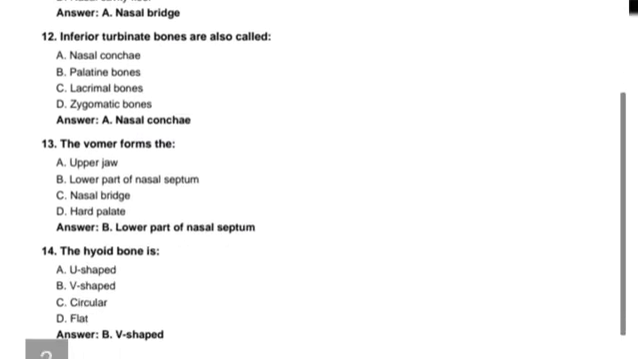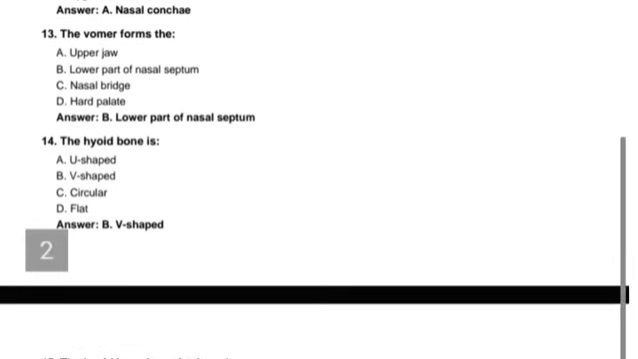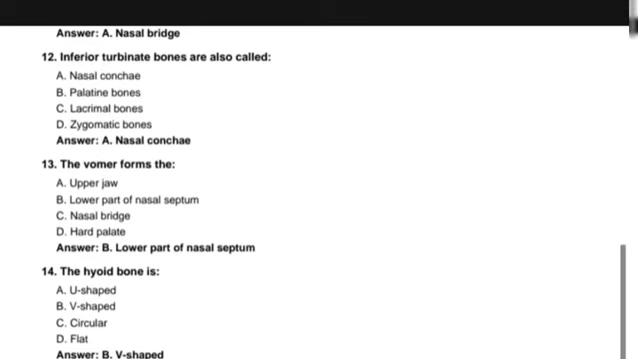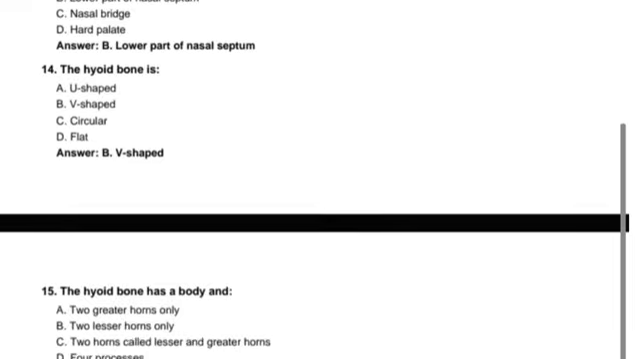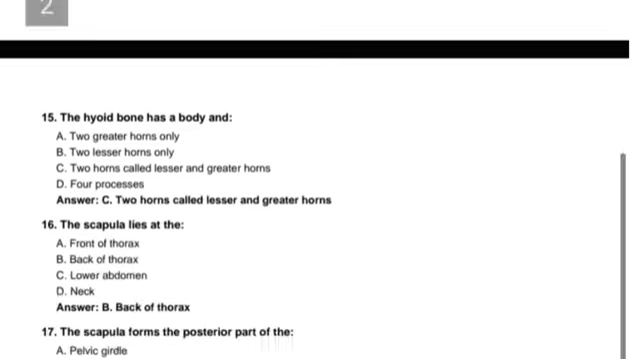Question number 12. Inferior turbinate bones are also called option A nasal conchae, option B palatine bones, option C lacrimal bones, option D zygomatic bones. The right answer is option A nasal conchae. Question number 13. The vomer forms the option A upper jaw, option B lower part of the nasal septum, option C nasal bridge, option D hard palate. Right answer is option B lower part of nasal septum. Question number 14. The hyoid bone is option A U-shaped, option B V-shaped, option C circular, option D flat. The right answer is option B V-shaped.